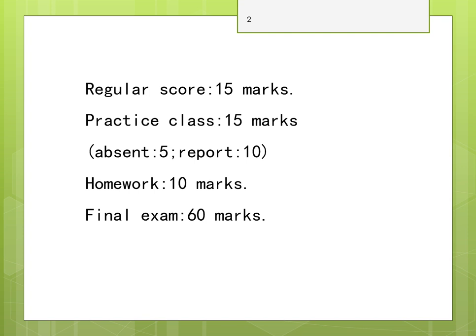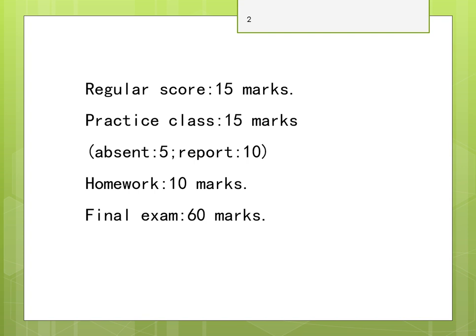The second part is practice class. You will have 15 marks for that. In these 15 marks, there will be 5 marks that will be decided by whether you are absent or not. And the rest 10 marks will be your practice report. In our practice class, you have to finish your practice report after the class and send it to the teacher.